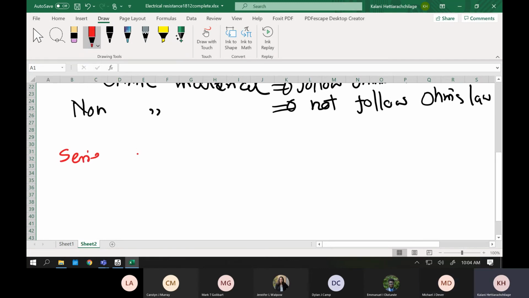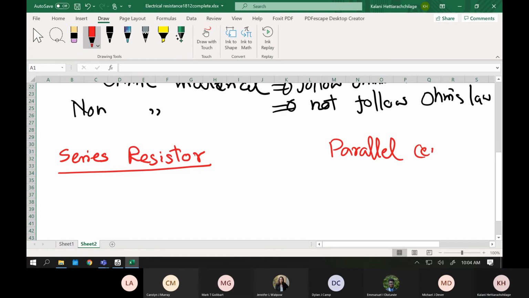Series resistors. When you think about resistors, you can connect them by doing a series connection, or you can do it by using a parallel connection. But in real life, if you think about your home system, you have both series and parallel. So usually it will be a combination of those, but we're going to study them separately first.